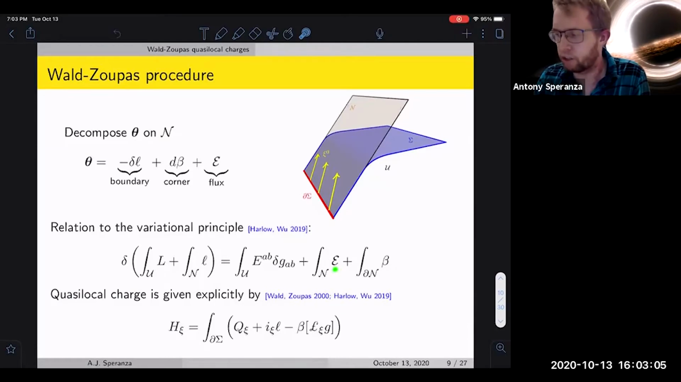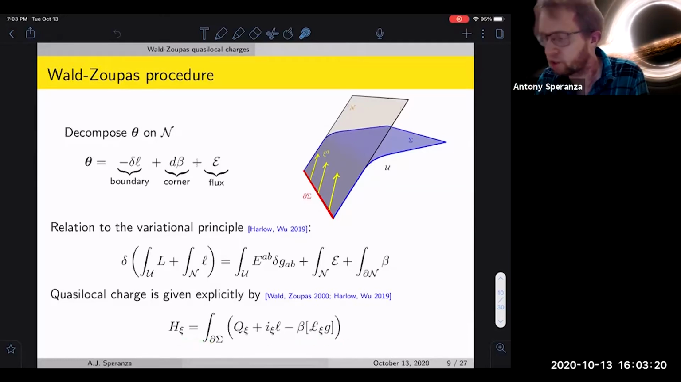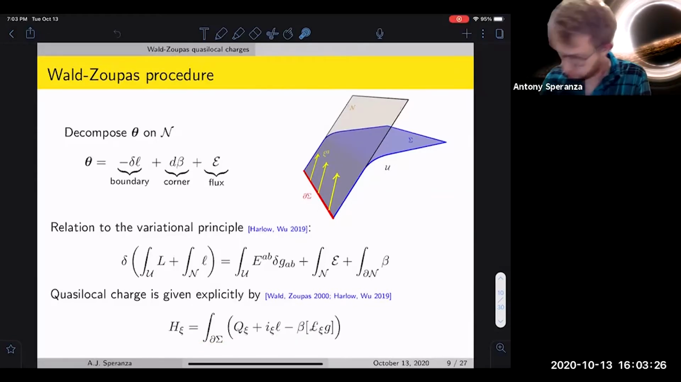So more generally, the Wald-Zoupas procedure says just ignore the flux piece and construct the charge as if this were 0. And you get this formula, which with the corner corrections that Harlow and Wu identified is just given by this general formula. That's a sum of the Q plus the boundary term plus this corner term. So this is great. The only issue is this decomposition here is not unique. And the non-uniqueness is kind of essential. I can always move a piece of this L into the flux because I haven't told you anything about what this flux is.